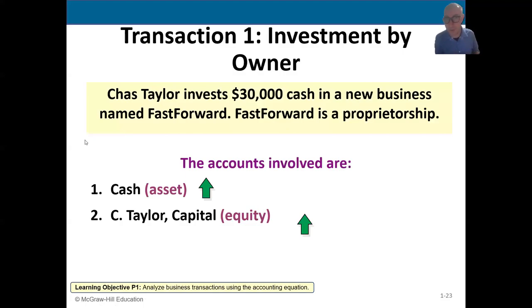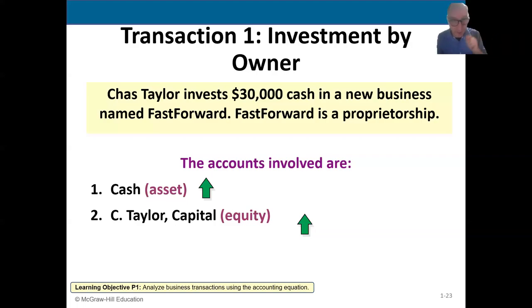Here's the first transaction. I think we'll roll through about 10 of these. The owner of a company invests $30,000 of cash into a new business. Business is a sole proprietorship. So here's the transaction. We debit cash to increase our cash.